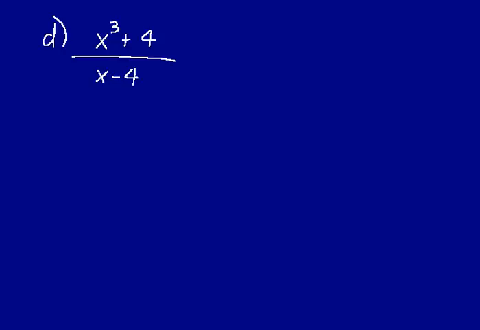Let's do one more. Let's divide x cubed plus 4 by x minus 4. Now, there's nothing you can factor out in this problem. You'd have to have a common factor in the numerator and the denominator to simplify that. So that's not what they mean here. They want you to use the long division format.